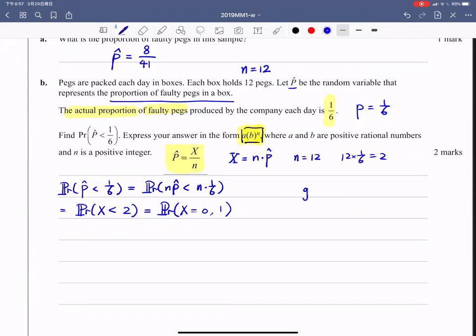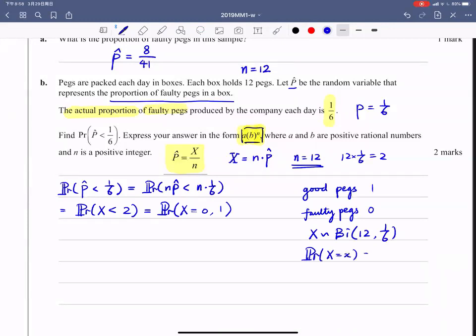You only have good pegs or faulty pegs. This is 1, this is 0, so it's a Bernoulli trial, okay? Bernoulli trial. And you have 12 experiments independent of each other. Then your X is just binomial, okay? Binomial 12, 1 on 6. The probability mass function is X equals small x, 12 choose small x.